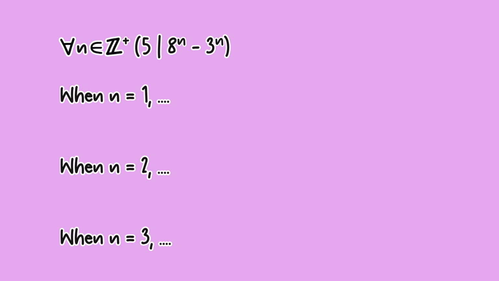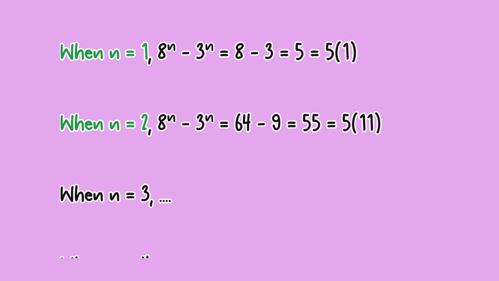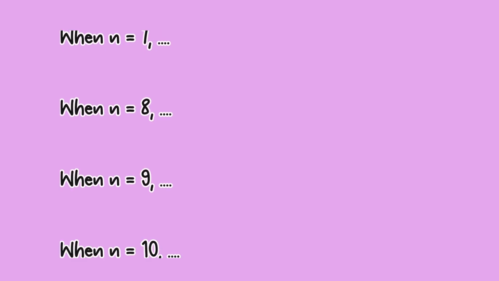When n is 1, this expression becomes 8 minus 3, which is 5, and 5 divides 5. So, the statement is true when n is 1. Doing the same thing, we can prove that the statement is true when n is 2 as well. Okay, you'll quickly realize that it's impossible to keep going, since positive integers go on forever.